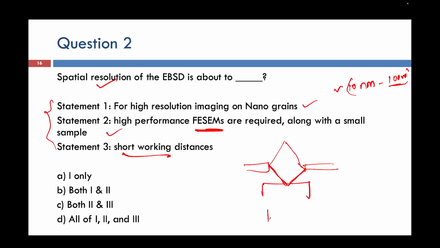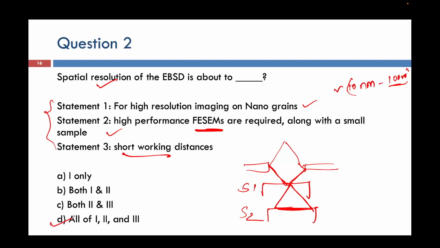Okay, if we increase the working distance from S1 to S2, then the probe size will be this much, which is not an ideal condition for mapping. So in this case, a short working distance. Related to the spatial resolution of EBSD, all three are correct. For high resolution imaging of nanograins, we can do EBSD.